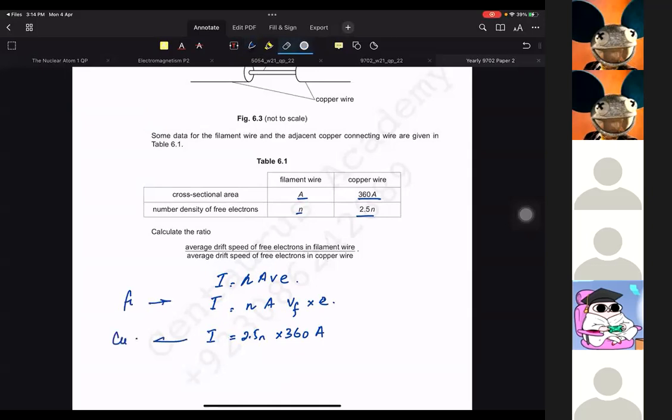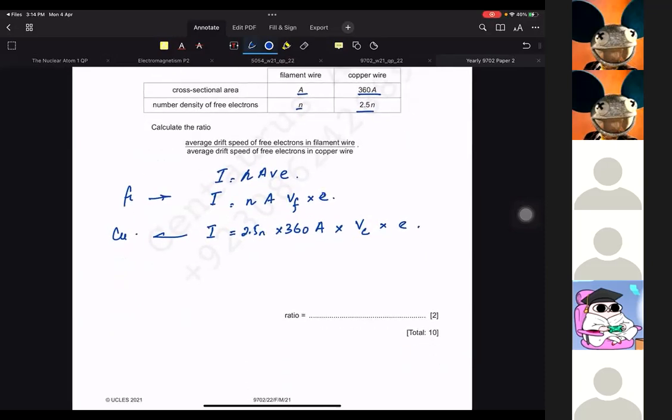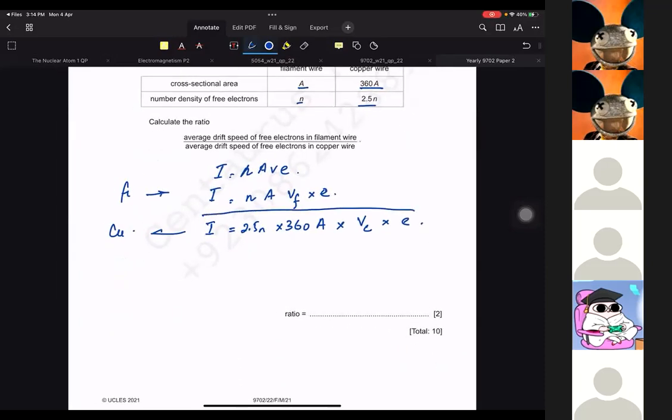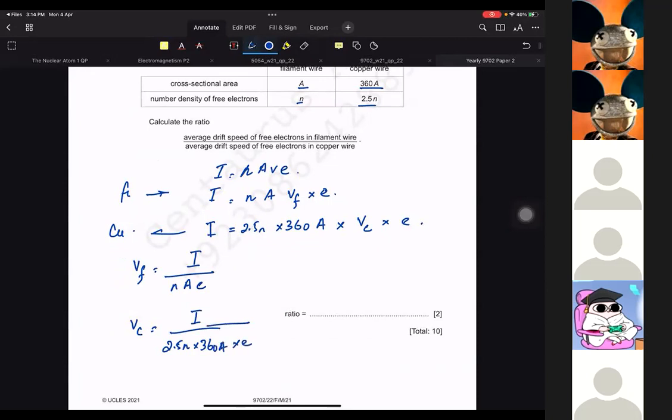Filament is tungsten, by the way. Okay, then we need to find velocity in copper and E. Now what you do, they say filament over this. First, don't divide this, sorry. We need to make this the subject. So velocity in filament is equal to I over NAE, and velocity in copper is I over 2.5 N times 360 A times E. Now you divide it.